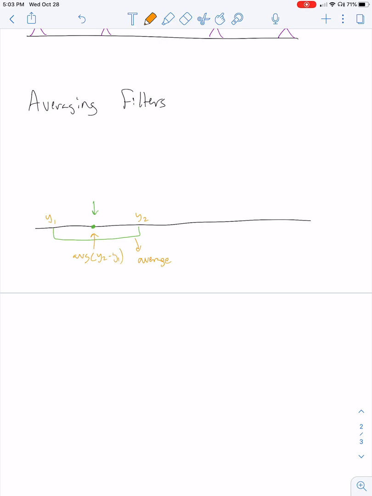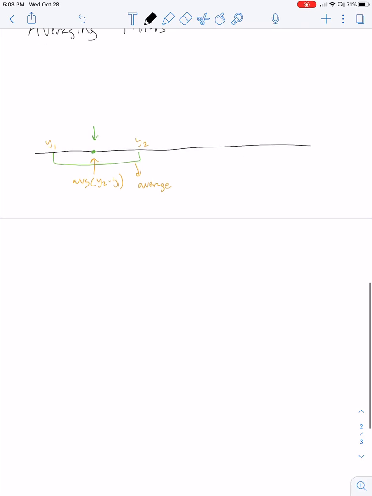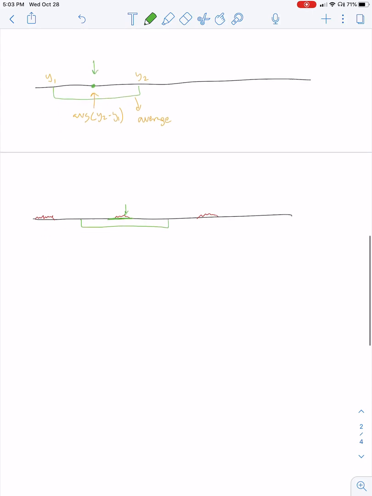Which means that if I have some noise way out in my signal, a little noise here and a little noise here and a little noise here, because of this averaging filter, the average of this whole section is a lot closer to 0 than just the value right here. So that's going to actually decrease this noise and bring it down.